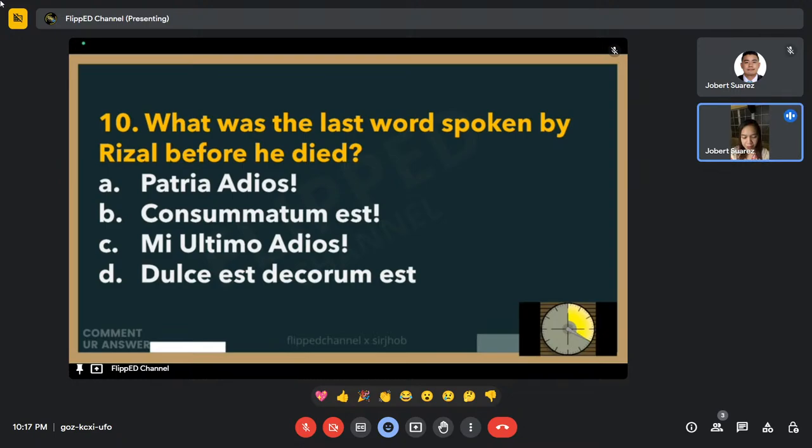Patingin ang mga sagot nyo. Anong sagot natin sa number 10? Okay. The correct answer for number 10 is letter B. Okay. It's consummatum est. So, yung last word na sinabi po ni Rizal is letter B.